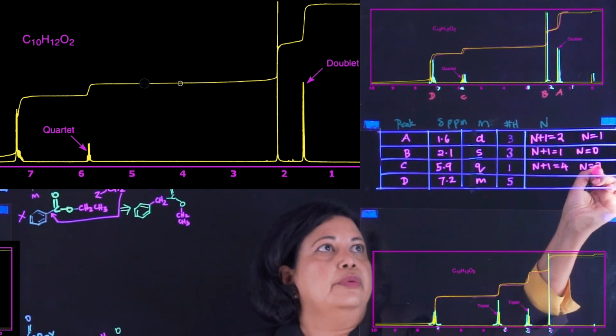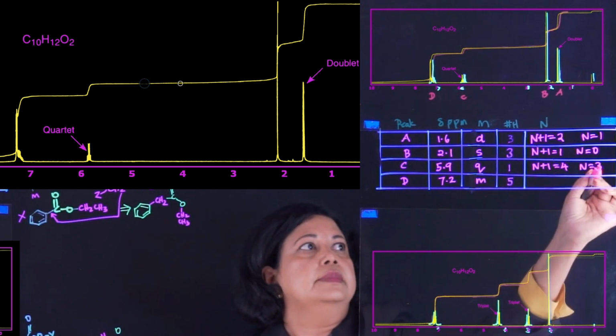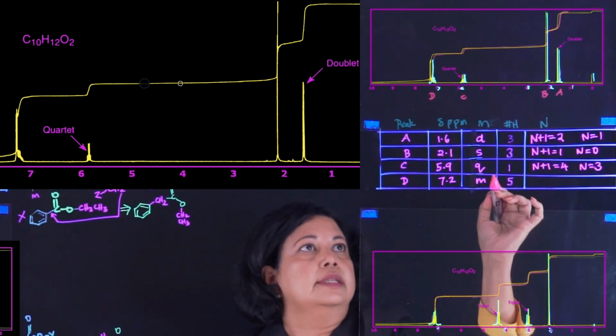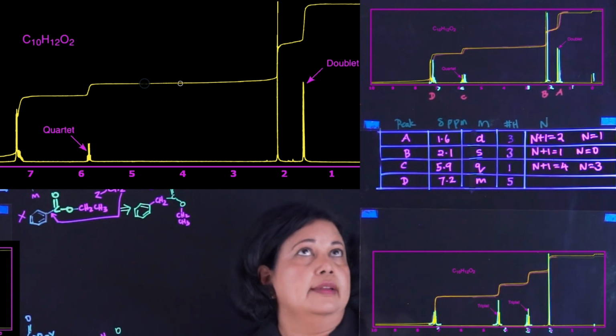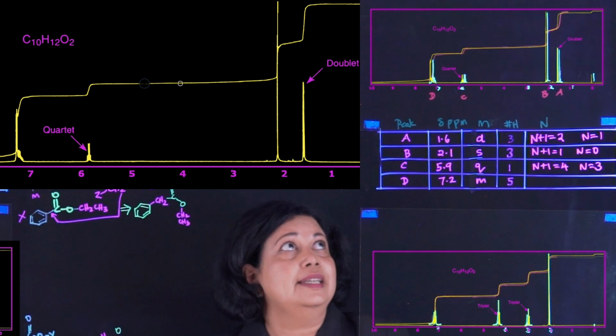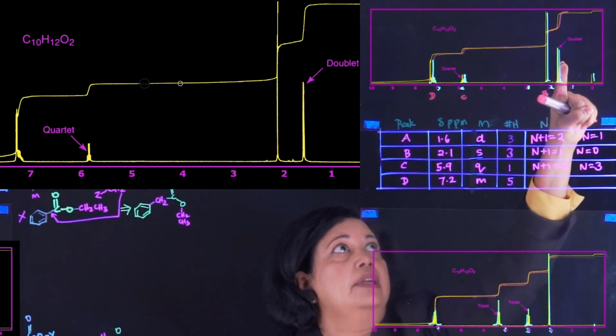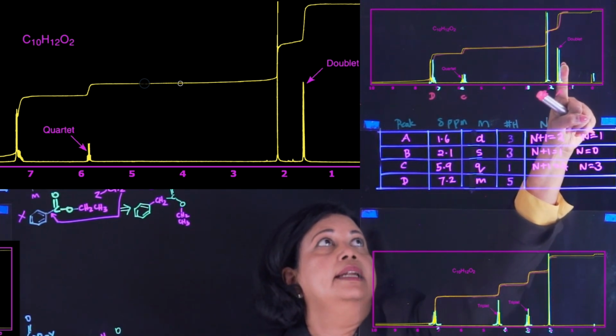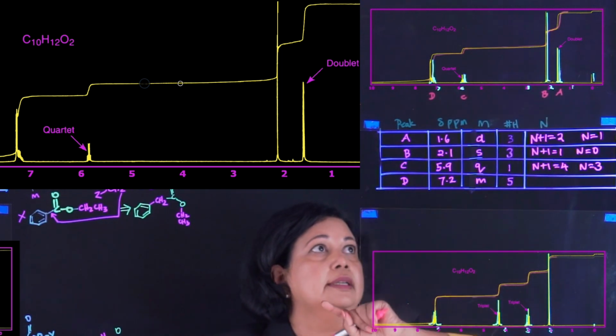N is going to be 3. That's 3 hydrogens under this quartet, and multiplet 5 on the benzene. So probably mono-substituted. All right, let's look at this again. So here is a doublet and singlet and quartet.